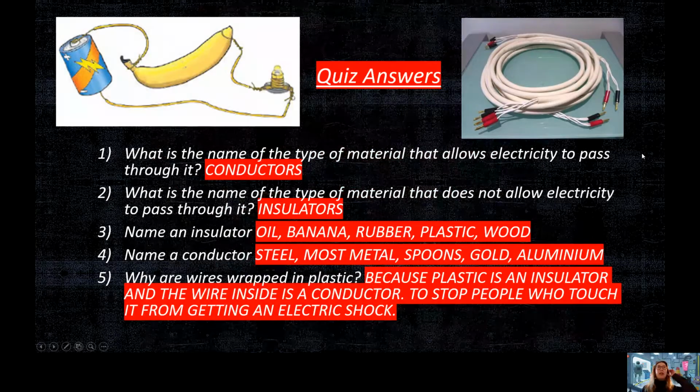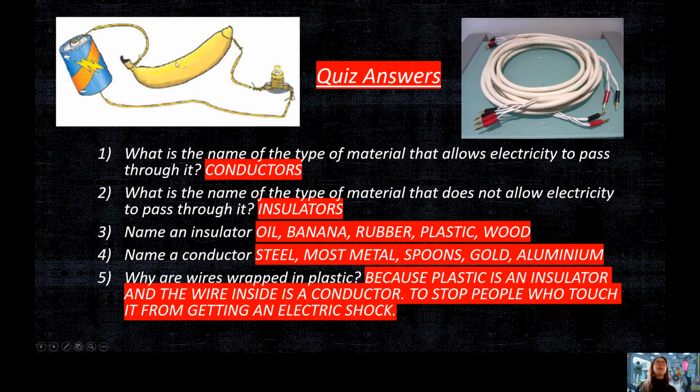Okay, great. Let's go through the answers. What is the name of the type of material that allows electricity to pass through it? Conductors. What is the name of the type of material that does not allow electricity to pass through it? Insulators. Name an insulator. You could have named oil, bananas, rubber, plastic, wood.